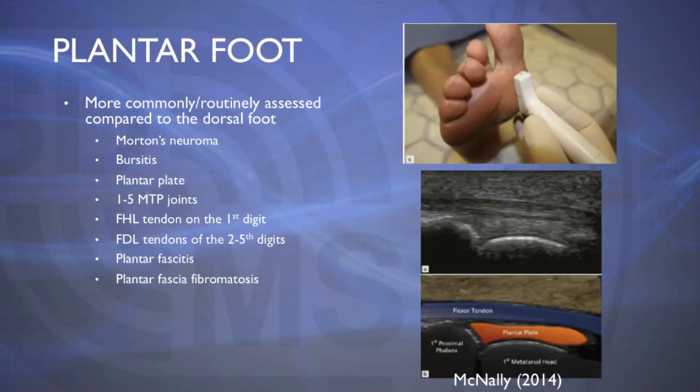And when we're looking at the plantar foot, we're evaluating for things such as a Morton's neuroma, bursitis, looking at the plantar plate, making sure that that's intact, the first to the fifth metatarsophalangeal joints, the flexor hallucis longus tendon of the first digit, the flexor digitorum longus tendons of the second through the fifth digits. We're also looking for plantar fasciitis as well as for a plantar fascia fibroma.